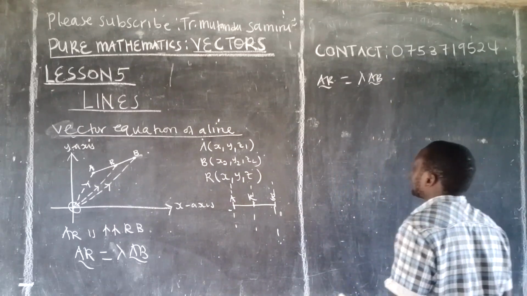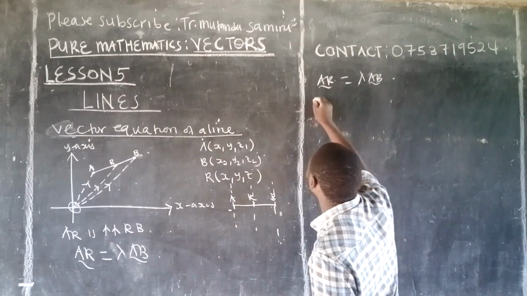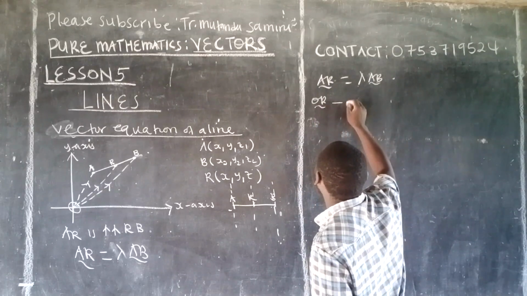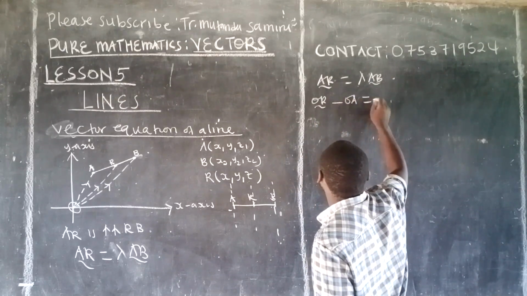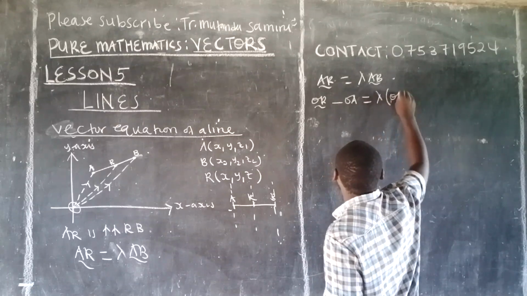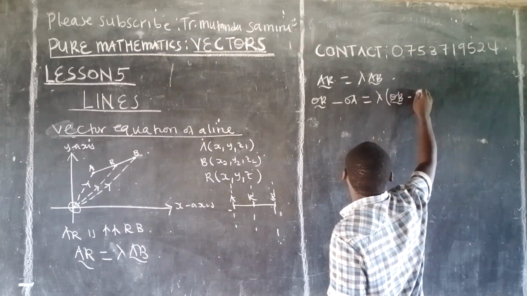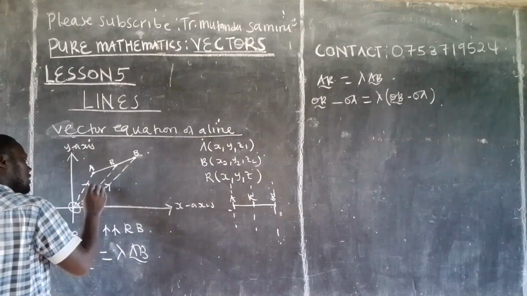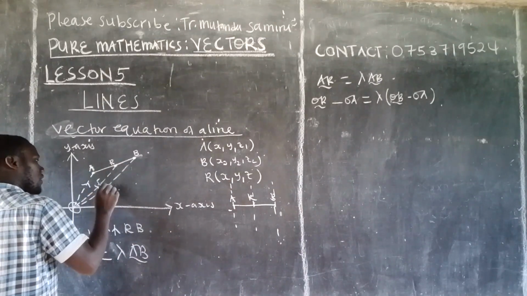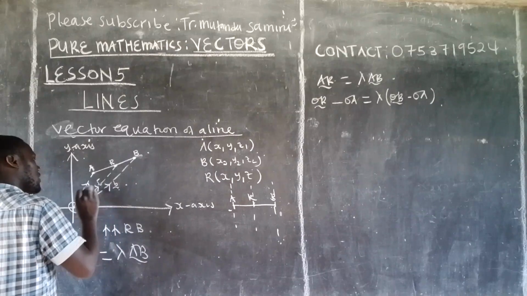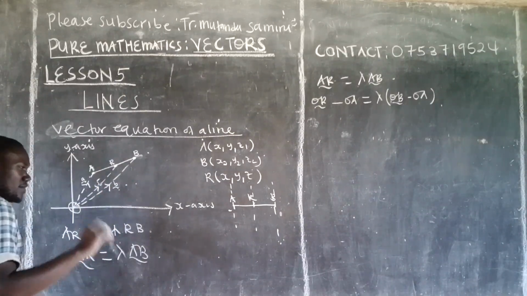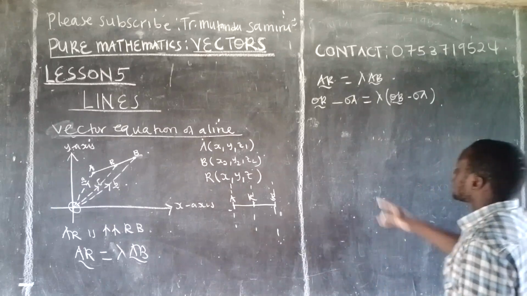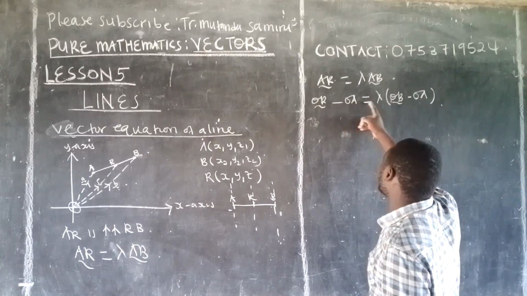So now, what does it mean? Let's use the position vectors here. This will now be vector OR minus OA is equal to lambda times OB minus OA. Then you also know that OR is vector small r, OB is vector small b and OA is vector small a, for the simplest naming. So we have OR minus OA is equal to lambda AB.